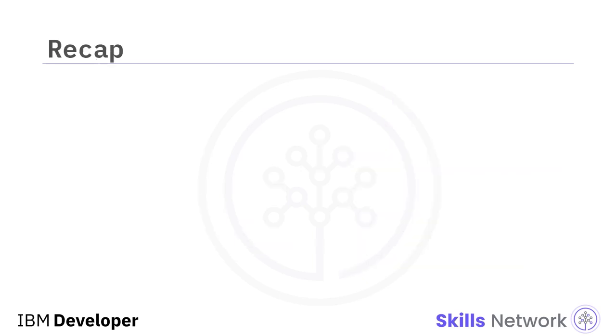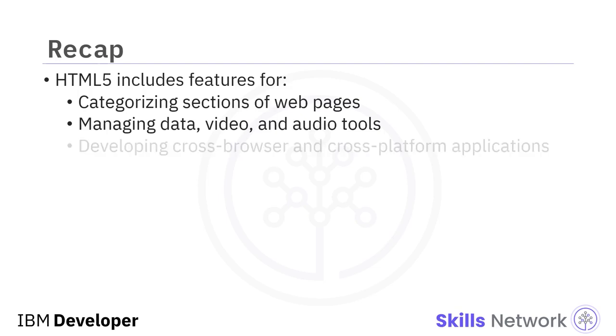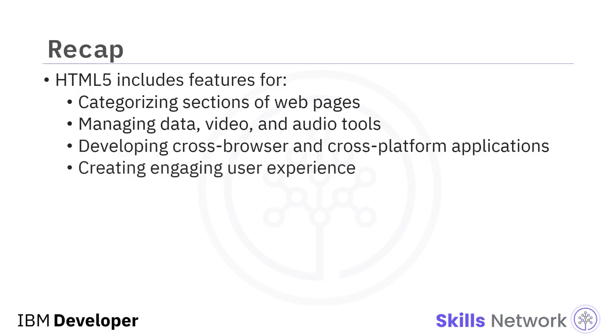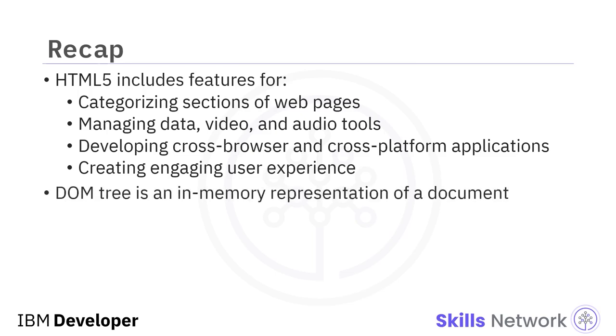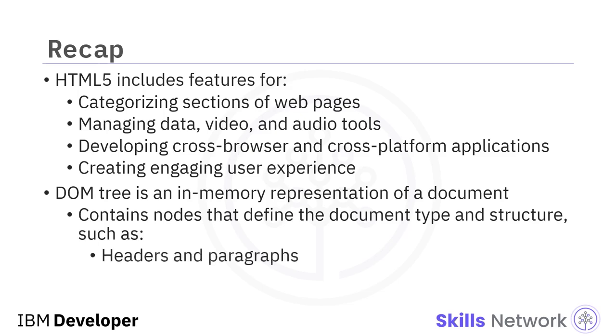In this video, you learned that HTML5 includes features for categorizing sections of web pages and managing data, video, and audio tools. It enables you to develop a single cross-browser application for the web and portable devices, and helps you to create a more engaging user experience. The DOM tree is an in-memory representation of a document, and DOM trees contain nodes which define the type of document and its structure, such as headers and paragraphs, text nodes, and comment nodes.